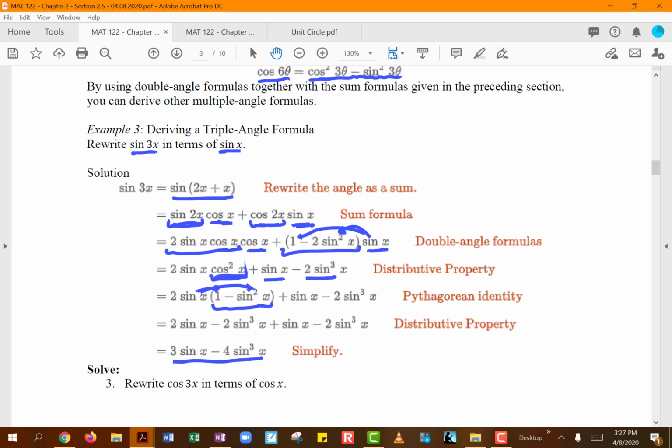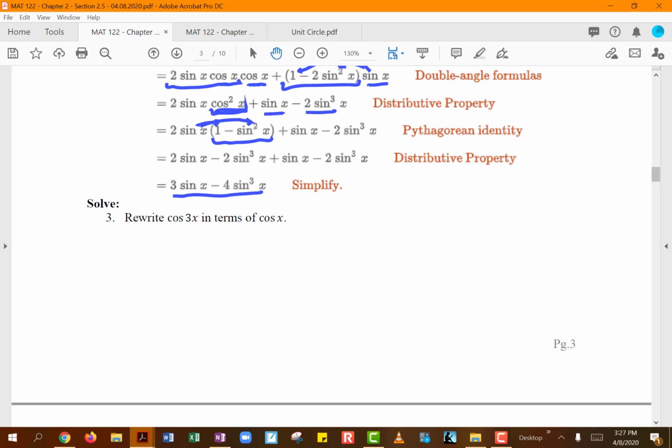So it can be a little time consuming, because you have to remember all the different formulas you can use, all the different identities you can use. So it might not be a bad idea to keep these different formulas and identities handy when you're working through these examples. So we have a very similar example to that here, where they're asking us to rewrite cosine of 3x in terms of cosine of x.